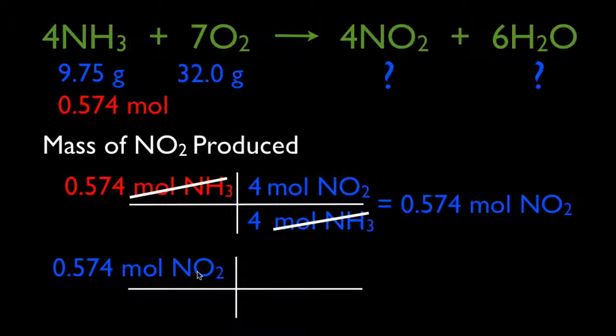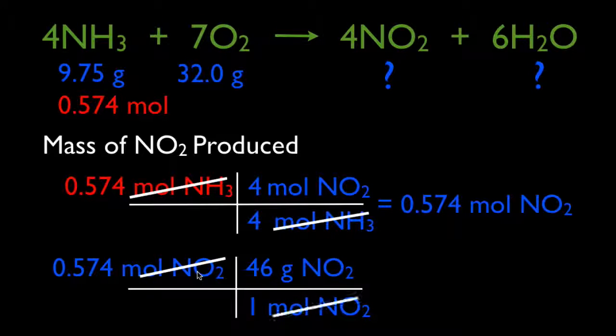We want to get out of the moles of NO2, so that goes in the bottom. 1 mole of NO2 has a molar mass of 46 grams. Cancel, cancel, and you're left with 26.4 grams of NO2. So that tells us that if we react 9.75 grams of NH3, for which we would need 32 grams of oxygen, we would produce 26.4 grams of NO2.